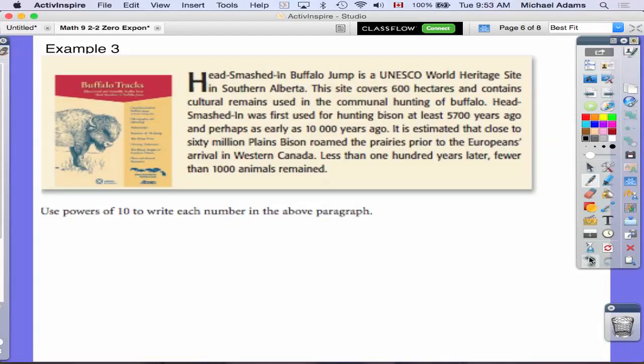Okay. It's a UNESCO World Heritage Site in southern Alberta. Basically, it's this large cliff. And what the Indigenous people of southern Alberta used to do, because you know that they were called the Plains Cree, or the Cree people. And one of the things that they depended on, you guys learned this, is the buffalo, right? They used the buffalo for everything from clothing to food to building materials, whatever. They used everything of the buffalo.